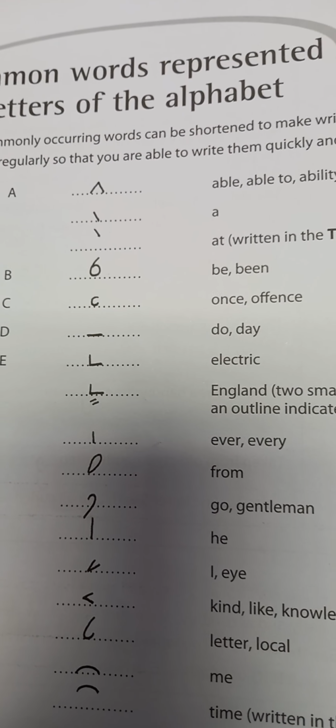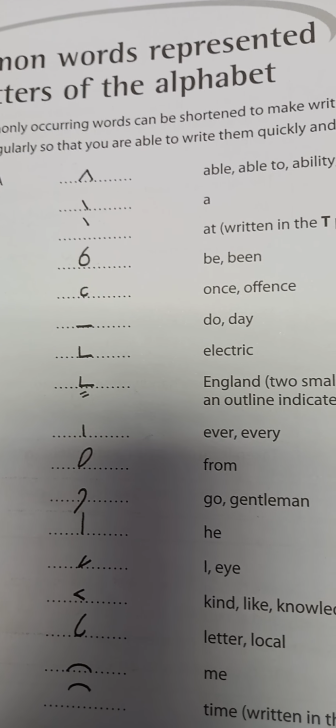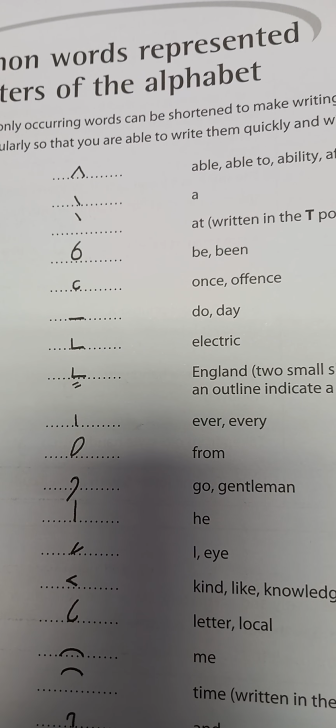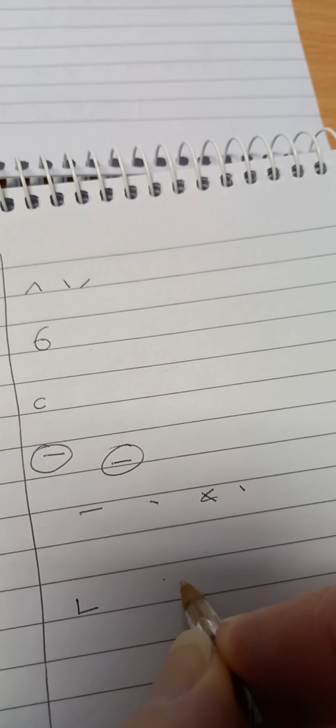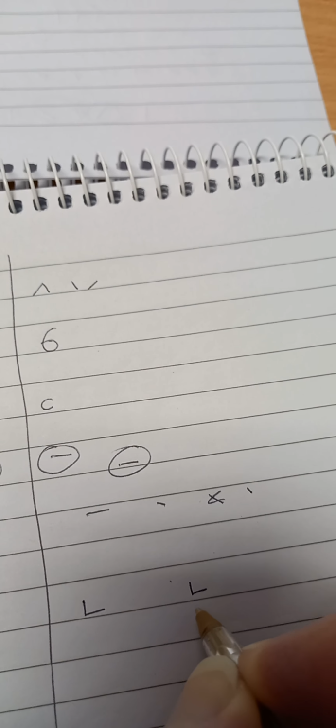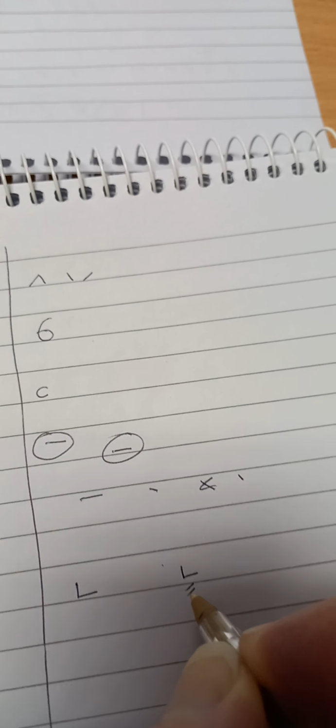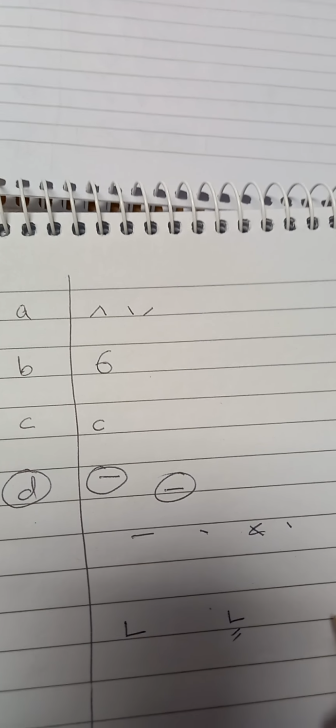C is once or offence. D is do or day. E is electric. Now, if you write full E by itself, it's electric. But if you write full E and you put two little slanty lines underneath, it becomes England. And the reason is those little slanty lines indicate a capital letter.